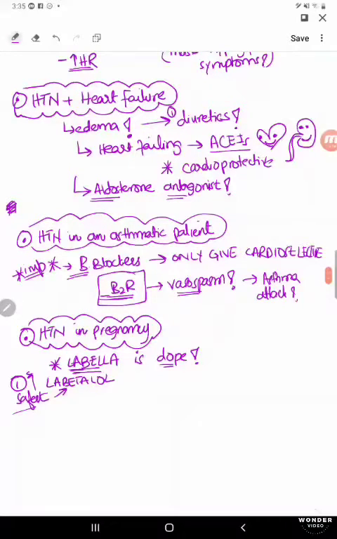Okay, so what does dope stand for here? Dope stands for methyldopa. So these two are the first line medications in a pregnant hypertensive patient. Okay, you can also give nifedipine, which is a calcium channel blocker, and hydralazine, but these are the first line and the safest medication: labetalol and methyldopa. Labella is dope.